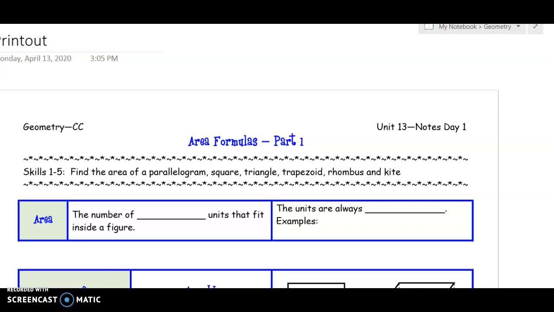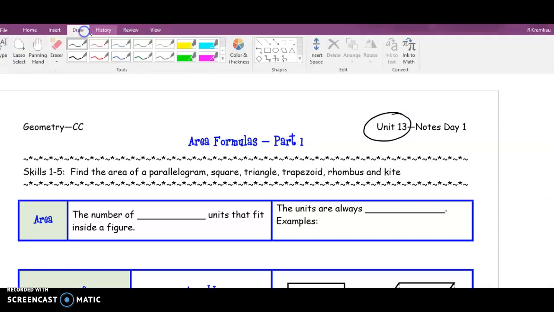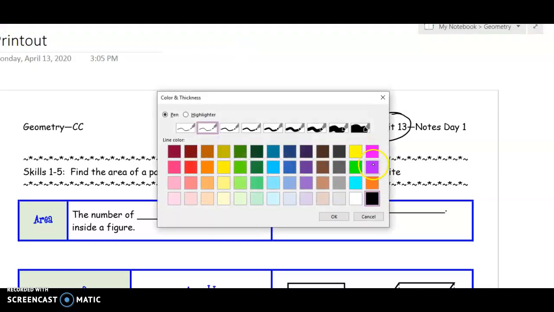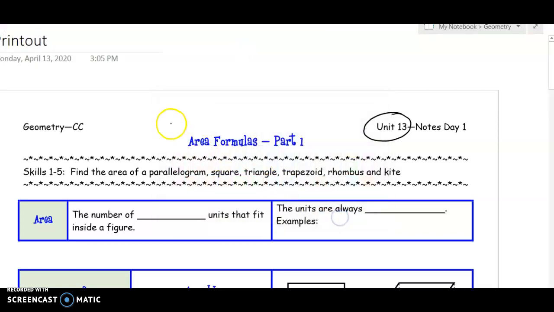Hello, geometry. We are moving on to our final unit for the semester. We are going to be doing the Unit 13 materials. Now, none of that stuff has been photocopied and given to you, so you're going to have to pull out these materials from the Unit 13 folder in Canvas.